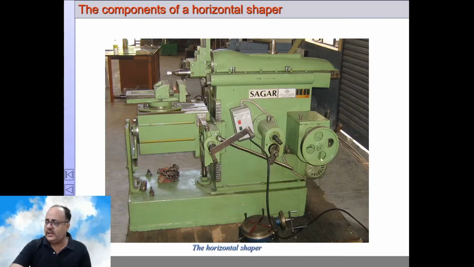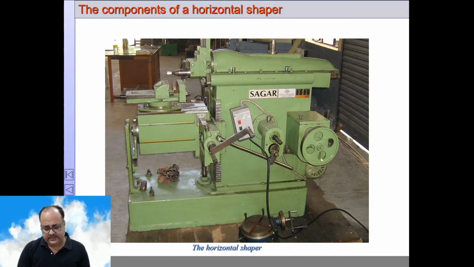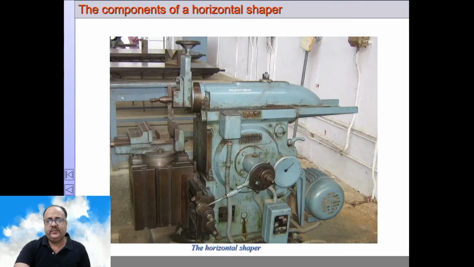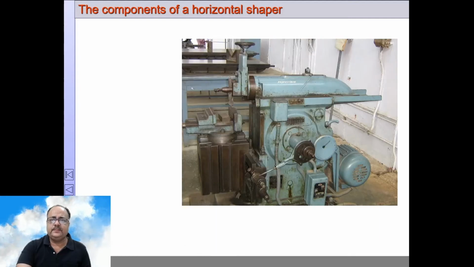So this is how a shaper machine looks. This is a brand new shaper machine. You can see the table, the ram, the tool head, the tool, and the vise that is fitted. Okay, this is a shaper machine which we have in our lab. We'll discuss the major components of this shaper machine.